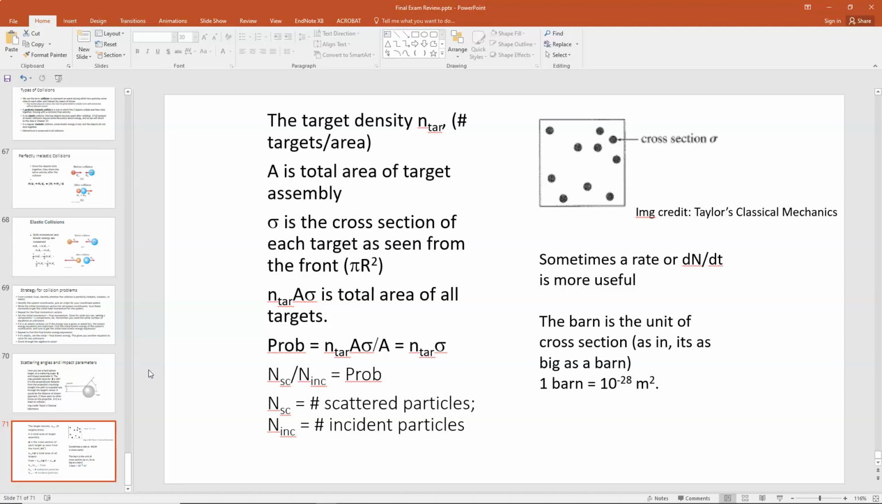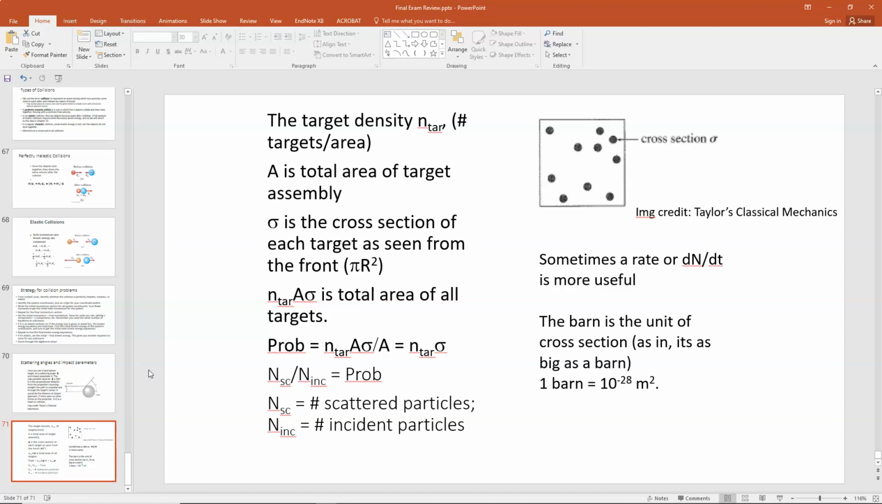And then N tar times A times sigma will be the total area of all your targets. It would be really the number of targets, which is N tar, the targets per unit area, times the area, times the cross-section, which is the area per target, okay? Now, the probability of striking a target if you fire randomly would be equal to the area of the targets divided by your total area, which would be N tar A sigma divided by A. And the A's cancel out, so that is equal to N tar times sigma.